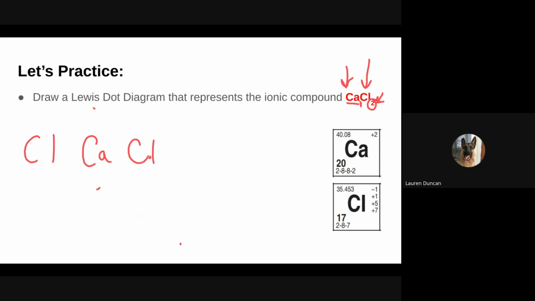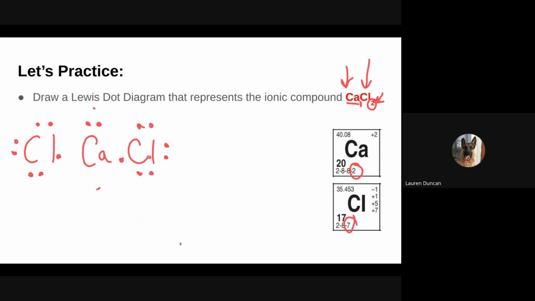Okay, once you get all that set up, check out your valence electrons. Calcium has 2, so you give it 2 dots. Chlorine has 7, so each chlorine gets 7 dots. Okay, so once you have your valence electrons all hooked up with the atoms, it's time to transfer. Oops, I forgot a dot right here.